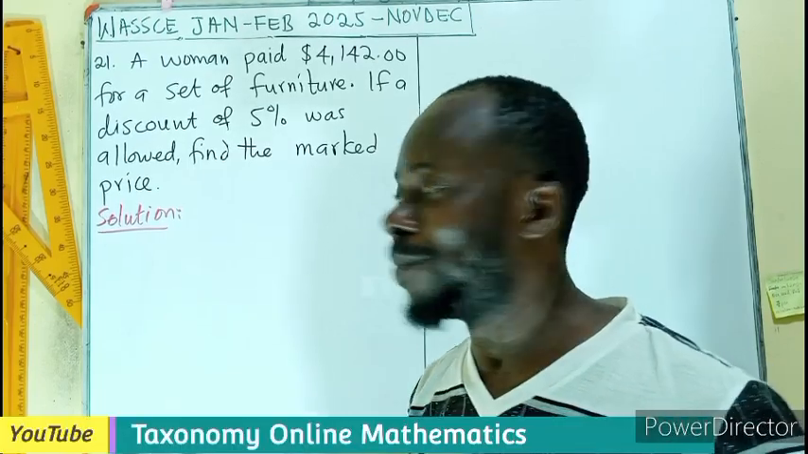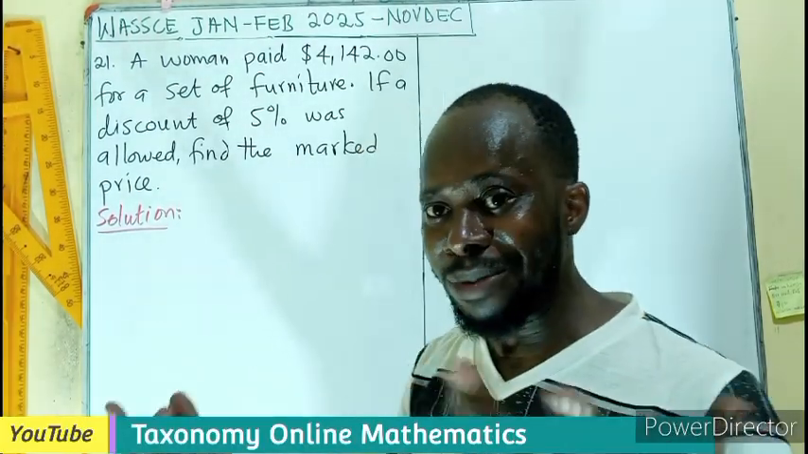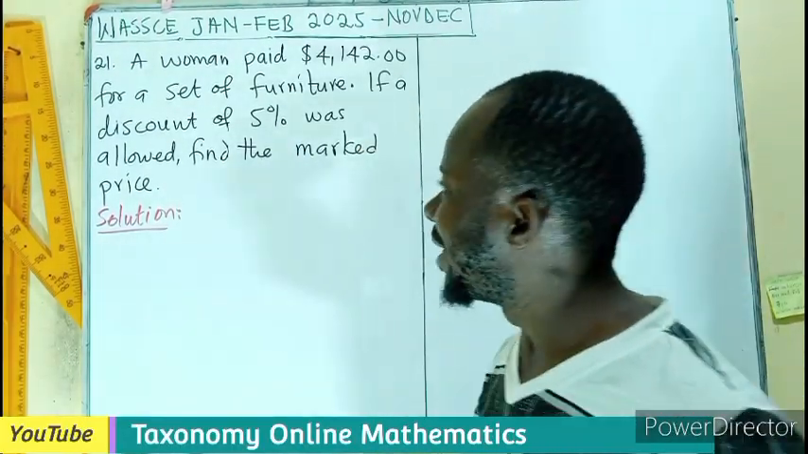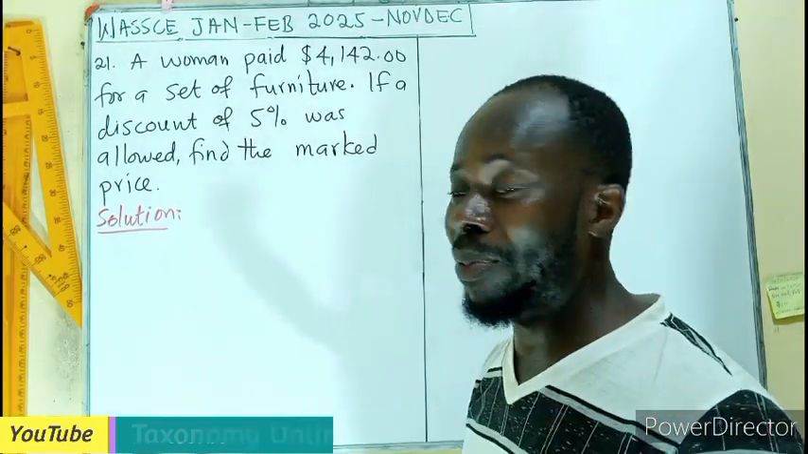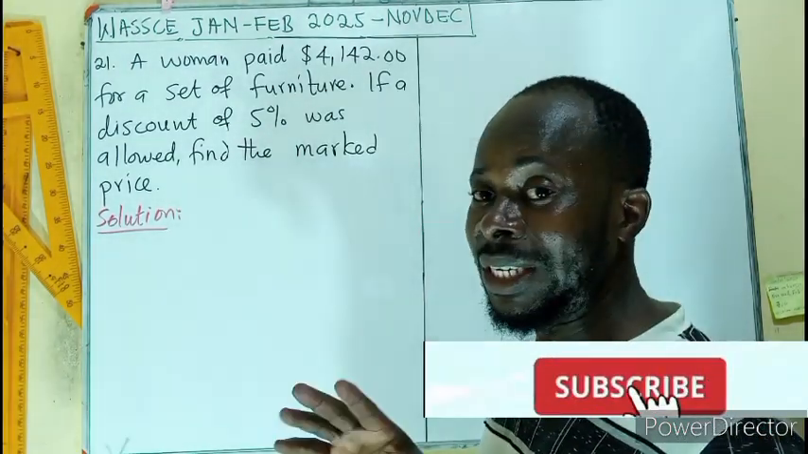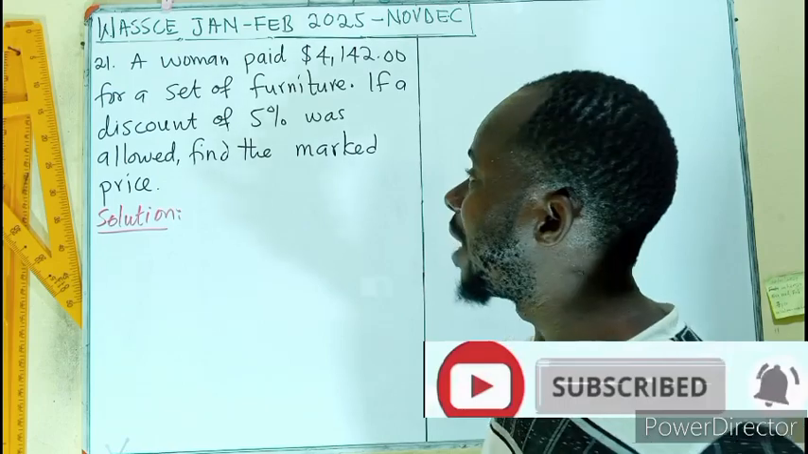Hello, welcome. Join me as I use a maximum of 3 methods to arrive at the mark price from this question. WASSCE January February 2025 edition.